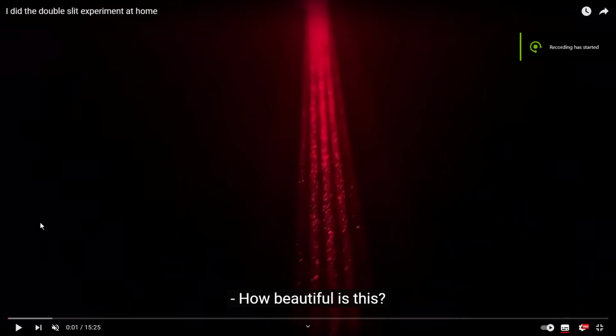I want to talk today about the double slit experiment. I was very interested in quantum mechanics and light, and I was fascinated by the questions that you get from this. I try to understand why this effect happens.